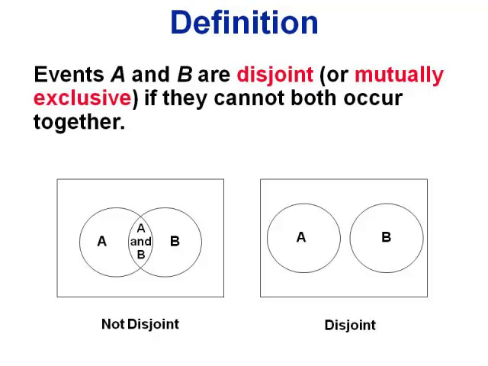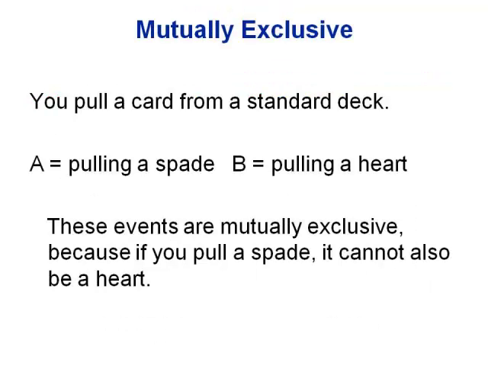Now before you find a probability for two events, you need to figure out if they're disjoint or mutually exclusive. So this means that they can't happen together at the same time. For example, if you think about a deck of cards, and A is pulling a spade out of the deck and B is pulling a heart. These are mutually exclusive because there aren't any cards that are a spade and a heart at the same time.